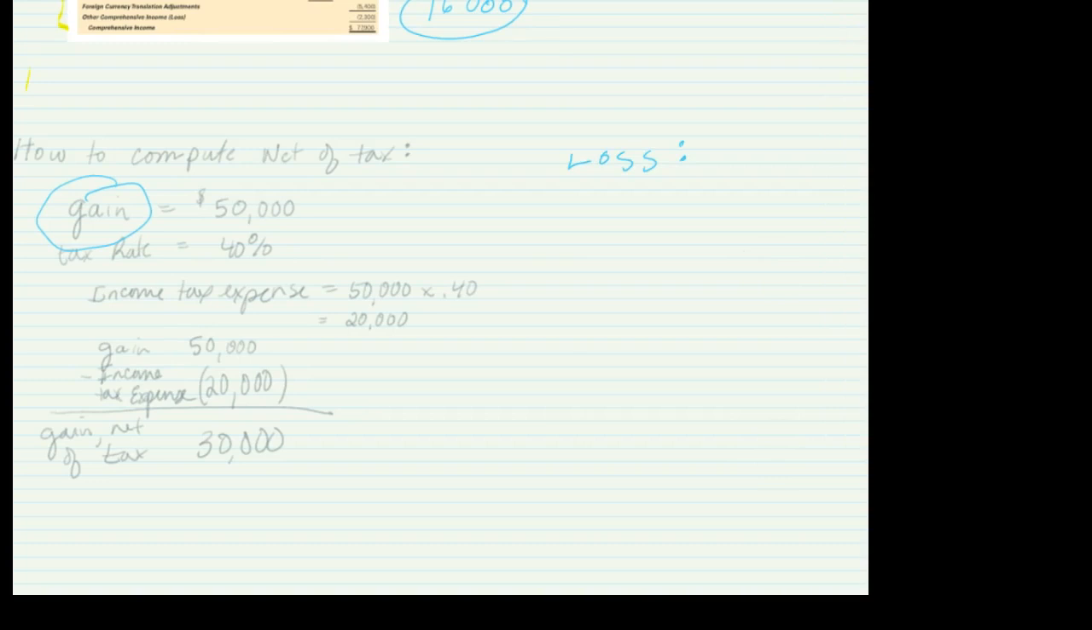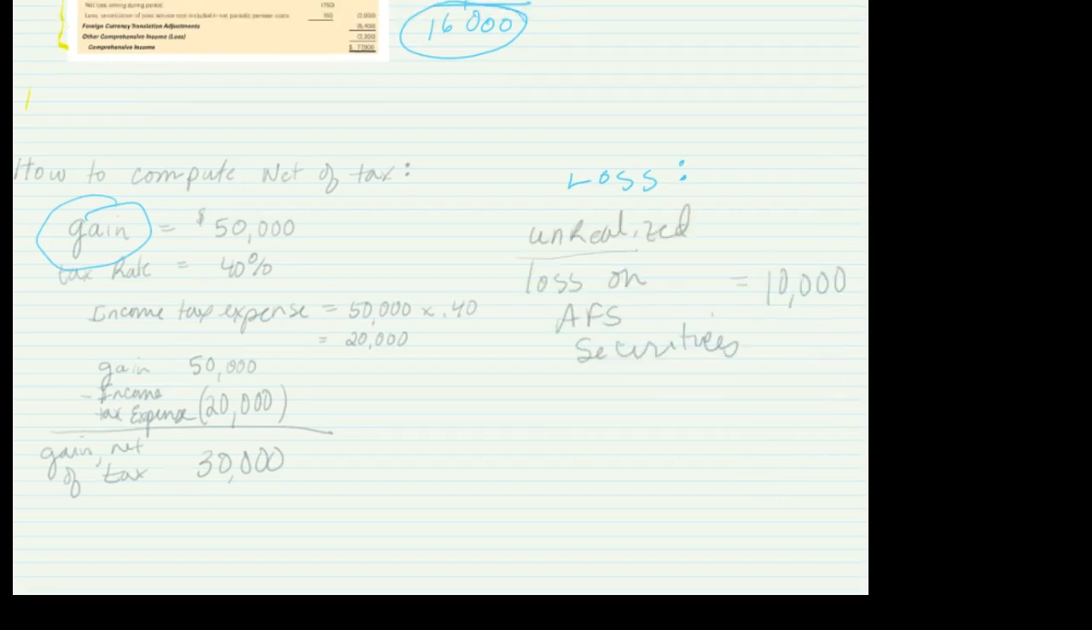Let's look at how to do a loss. Now remember, when you have a loss, it reduces your net income. So the 40% tax rate still exists for this particular item. The income tax benefit of the loss is, here's a shortcut, 10,000 times 0.60. That's net of tax in terms of the loss.